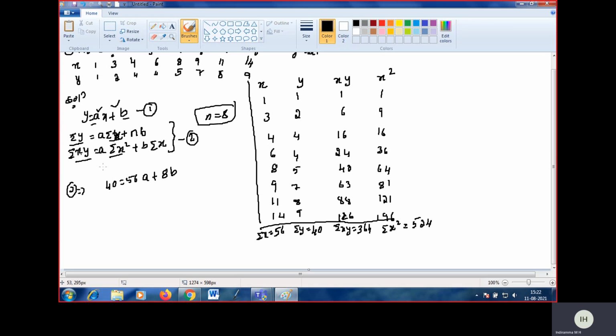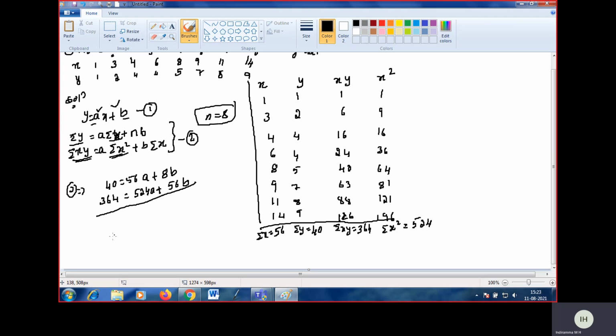Next summation of xy we need. Summation of xy is 364. 364 is equal to summation of x square, 524 is summation of x square, into a plus summation of x into b. Summation of x is 56 into b. So we got two equations with two unknowns. Solve these two equations using your calculator. Simultaneous equations with two unknowns.